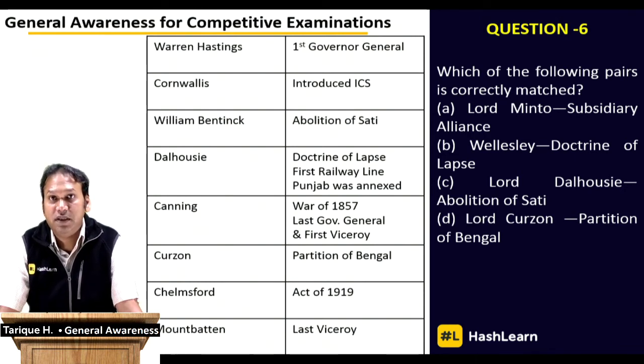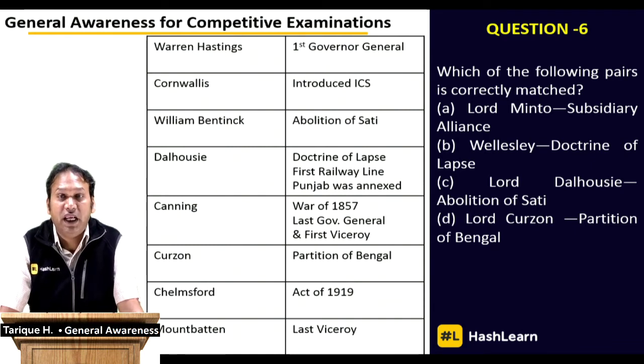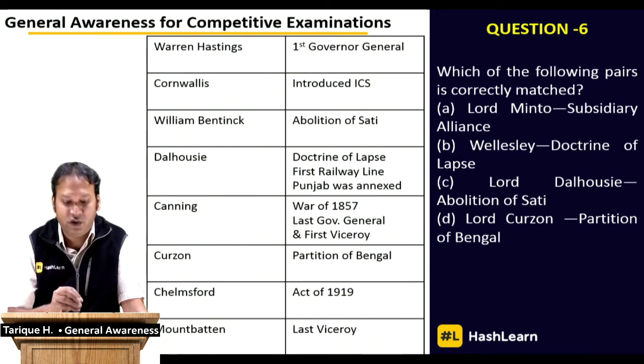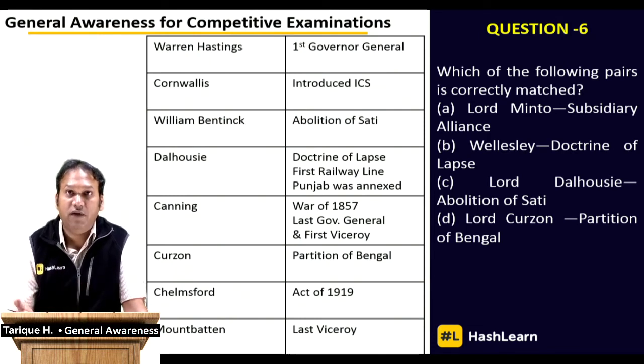So the princely state of Punjab was defeated and annexed by the British during the time of Governor General Dalhousie. So that's why I've mentioned to you some of these very important Governor Generals and Viceroys of India that you should be aware of, and what they have done, why they are noteworthy.